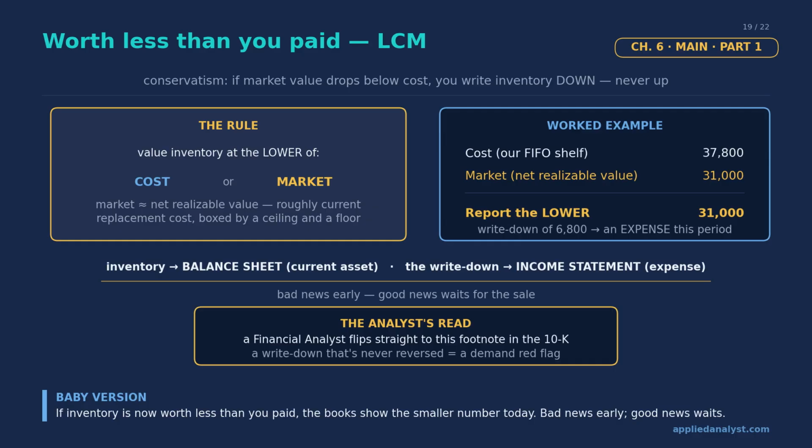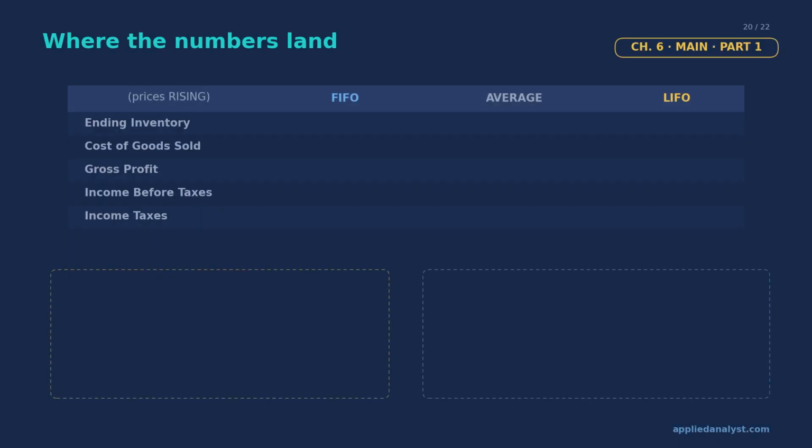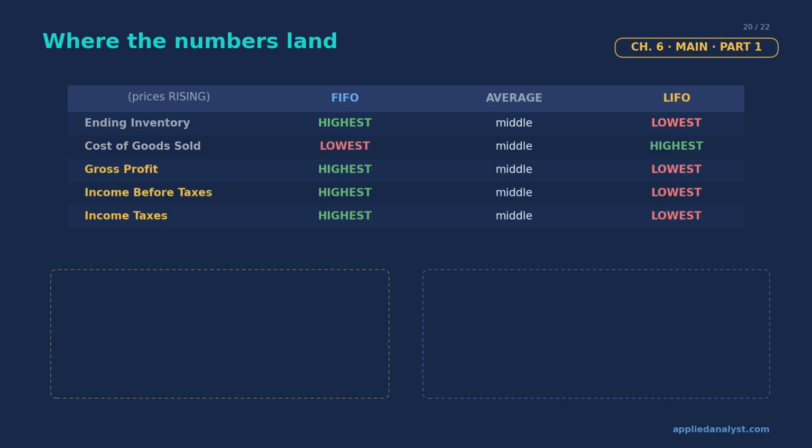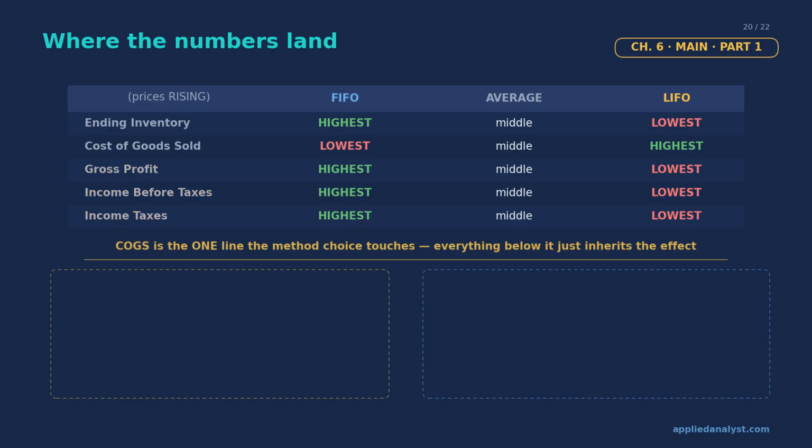So that's the last big idea. Now the satisfying part, the whole chapter on one grid and exactly where the numbers live. Here's everything we built on one grid, assuming prices are rising. Ending inventory, FIFO highest, average middle, LIFO lowest. Cost of goods sold, FIFO lowest, LIFO highest. Gross profit, income before taxes, income taxes, FIFO highest, LIFO lowest, average always in between. And here's the whole secret, the one that makes tonight collapse into a single idea. Cost of goods sold is the one and only spot where the method choice enters. Everything below it just inherits the effect. So learn one column and you own the chapter.